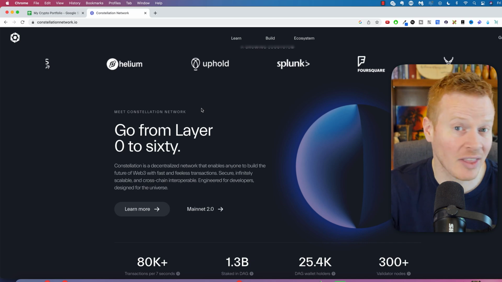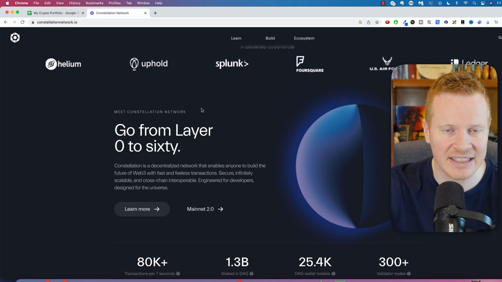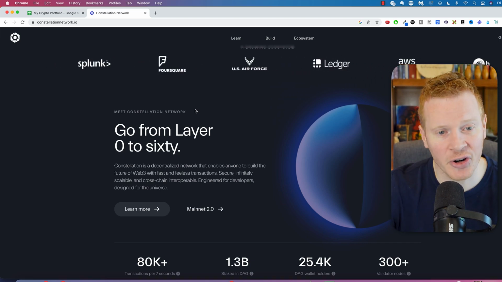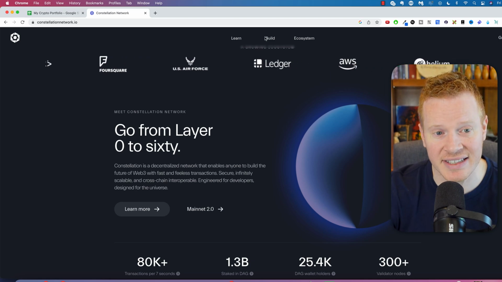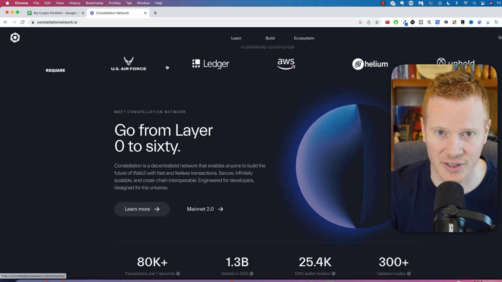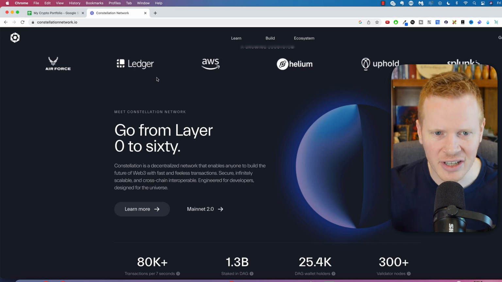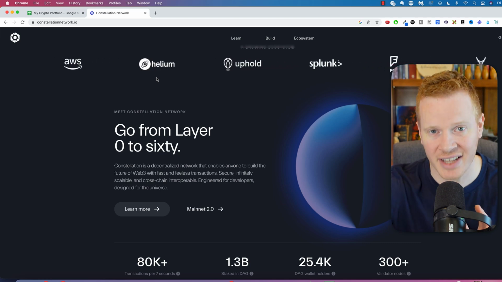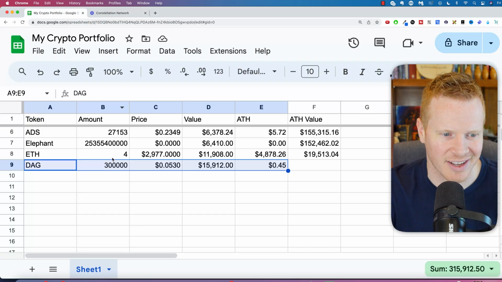One thing I like about DAG, well, I like the team. I was able to go out to LA, meet the team, spend some time with them. They're also partnered with Amazon Web Services, as you can see there, and also the U.S. Air Force. So the government, it looks like they're wanting to use Constellation DAG. So that means I want to use Constellation DAG.